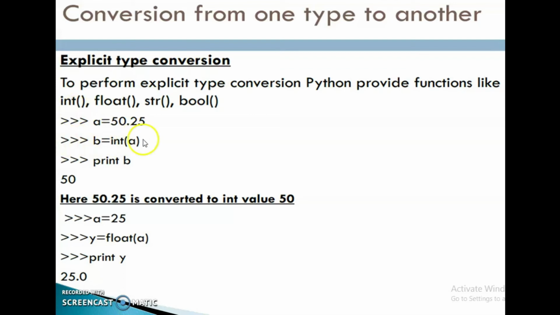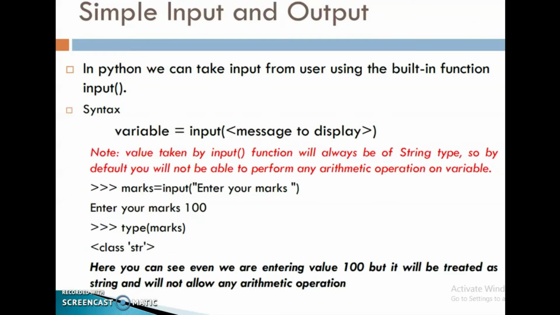Then b is equal to int of a. We converted this float a to int by using this function int. By force, we converted this float to int. Print b, we can see 50. Here 50.25 is converted to int value 50. This is known as explicit type conversion or typecasting. Again, a is equal to 25, y is equal to float of a. Print y, we can see 25.0. Okay, clear?